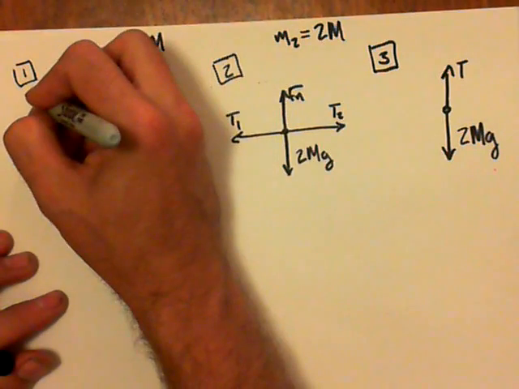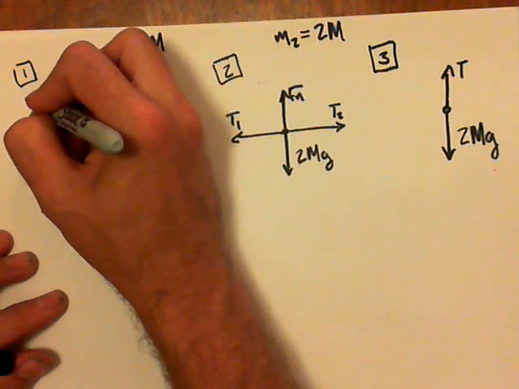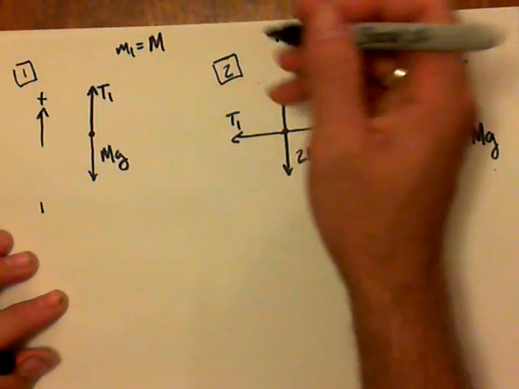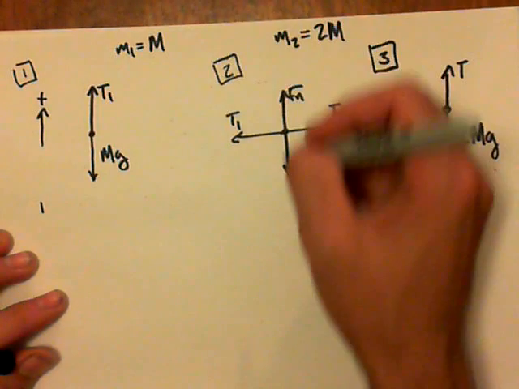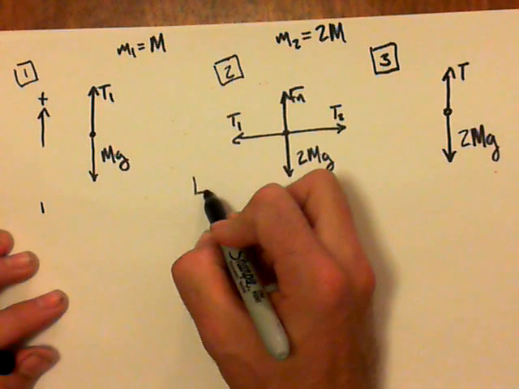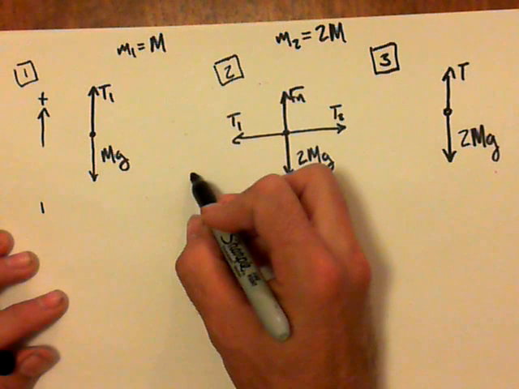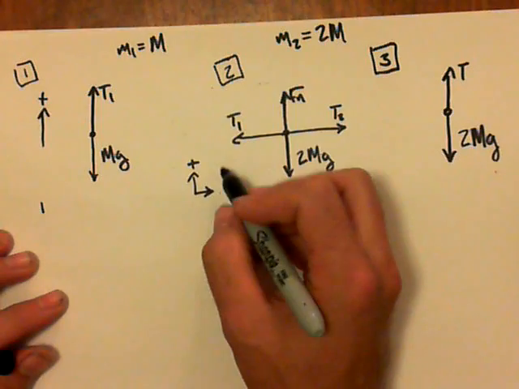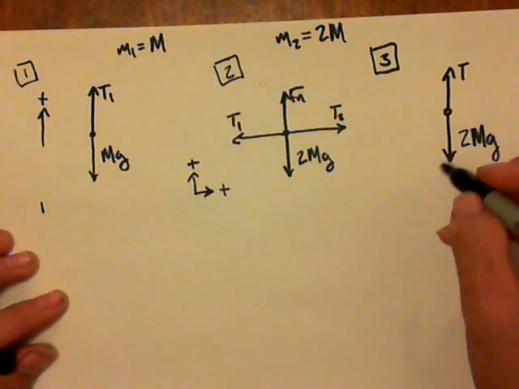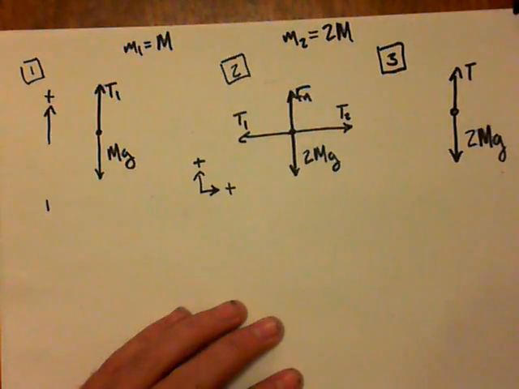So we're gonna go ahead and put that in here, and then I can start setting up my equations. So I have positive is up. Put this over here. Up is positive here and to the right. And then this one I'm going to have positive going down like I said.